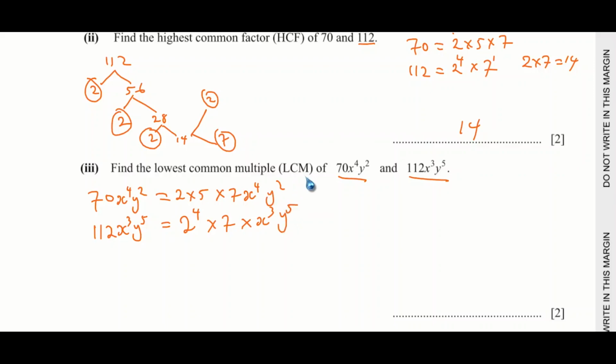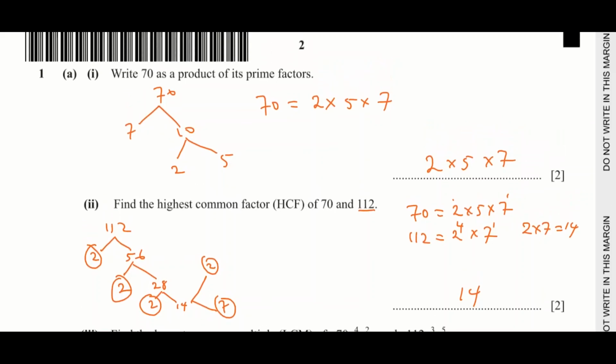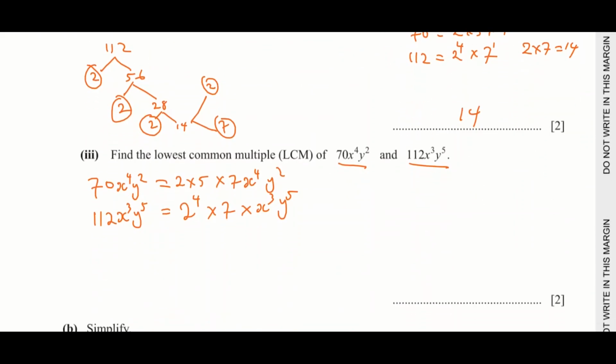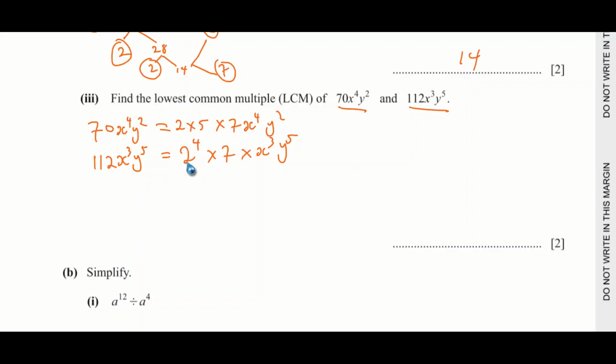Since we want the lowest common multiple, we compare each of the terms and pick the higher one. For HCF you compare them and pick the smaller one, but for lowest common multiple you compare the two numbers and pick the larger one. Here we have 2 to the power of 4 and 2 to the power of 1, so the larger one is 2 to the power of 4. So the LCM will include 2 to the power of 4.